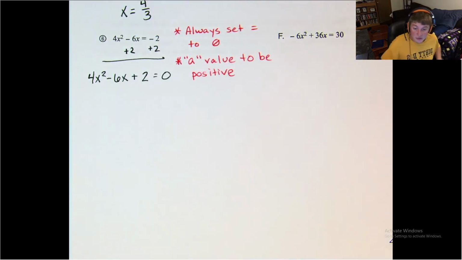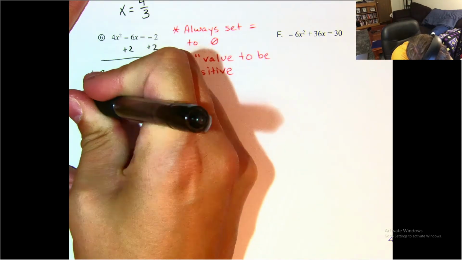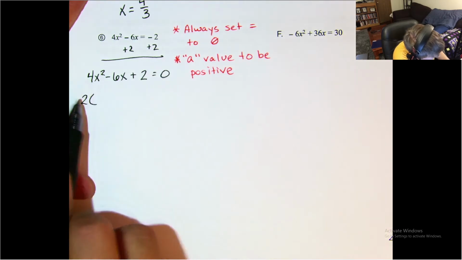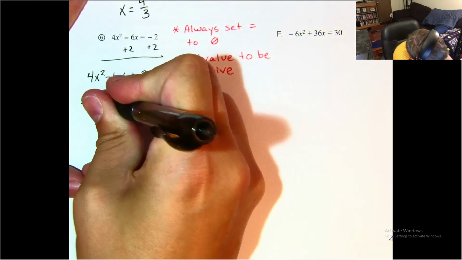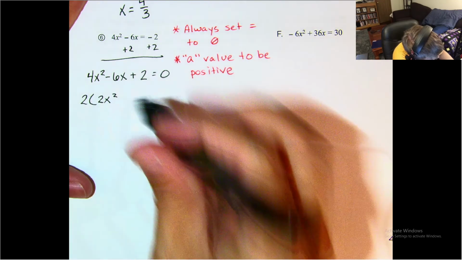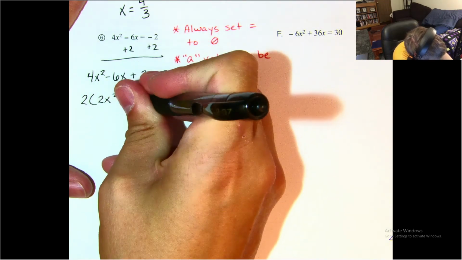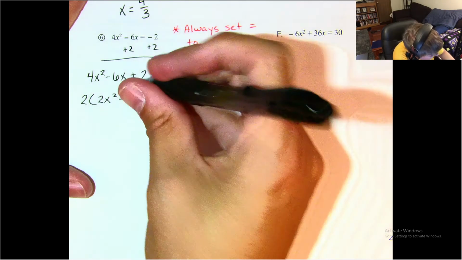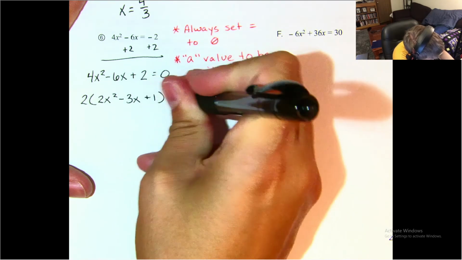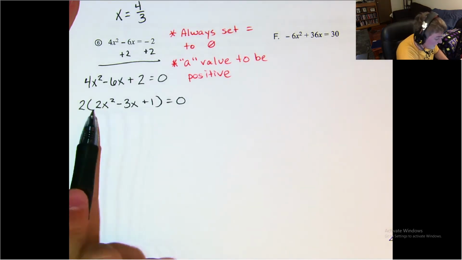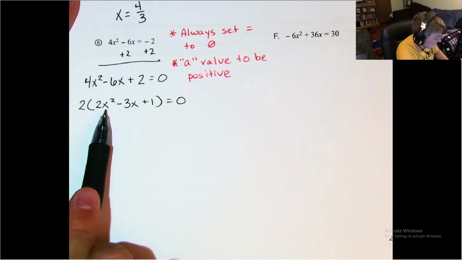Okay, now it's set equal to 0. Now I want to check for a greatest common factor. So 4x squared, -6x, and 2. To me, it seems like all these numbers can divide by 2. So let's go ahead and do this. I'm going to pull a 2 out. 4x squared divided by 2 is 2x squared. -6x divided by 2 is -3x. Positive 2 divided by 2 is 1. Now I can just go ahead and try to factor this inside part.